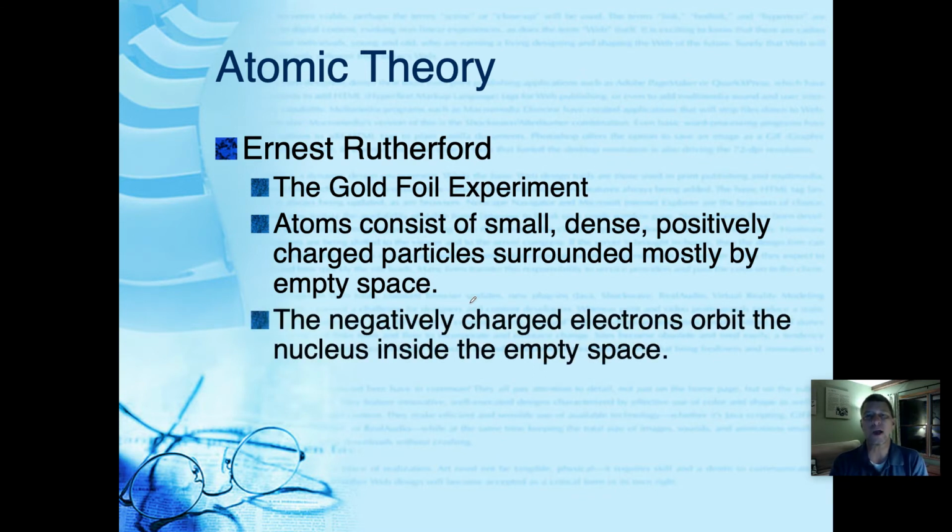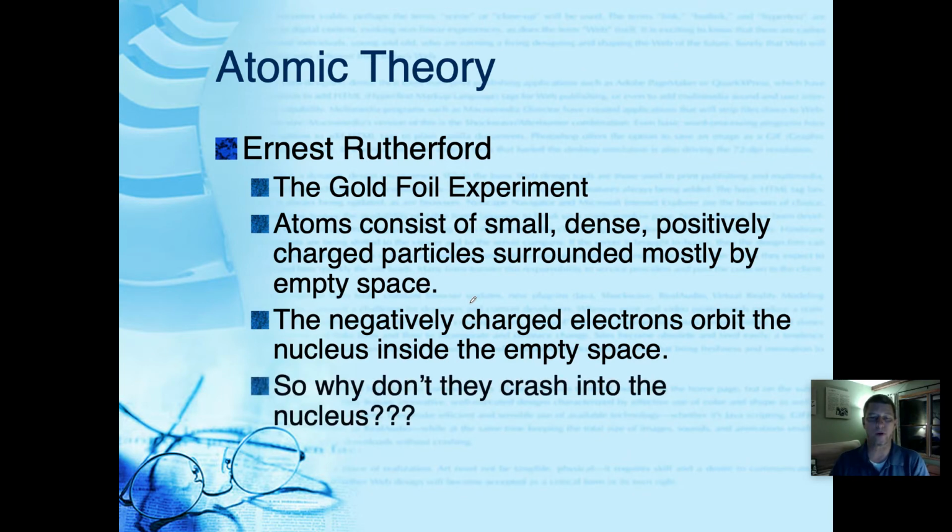And he reasoned that inside that empty space is where you would find the negatively charged electrons in orbit around the nucleus, kind of like the planets are in orbit around the sun. All right? Kind of. So that was Rutherford. And so now we're getting a more and more clear picture of what an atom actually looks like. So now we've got this big, fat, massive, positively charged nucleus surrounded mostly by empty space in which the electrons are moving around it.